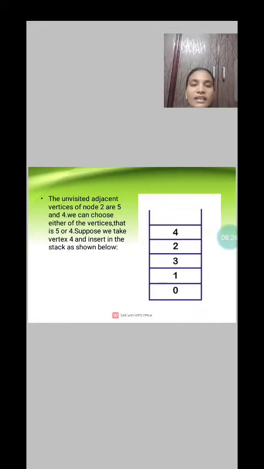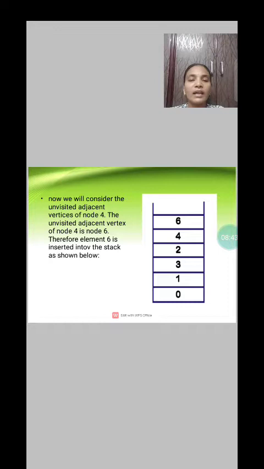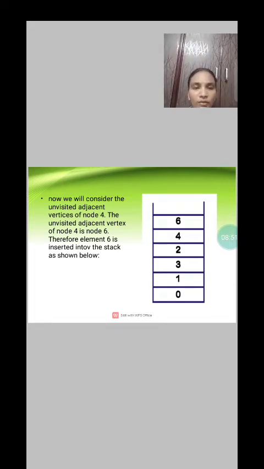The unvisited adjacent vertices of node 2 are 5 and 4. We can choose either 5 or 4. Suppose we take vertex 4 and insert it in the stack as follows. Now we will consider the unvisited adjacent vertices of 4. The unvisited adjacent vertex of node 4 is node 6. Therefore, the element 6 is inserted into the stack as shown below.